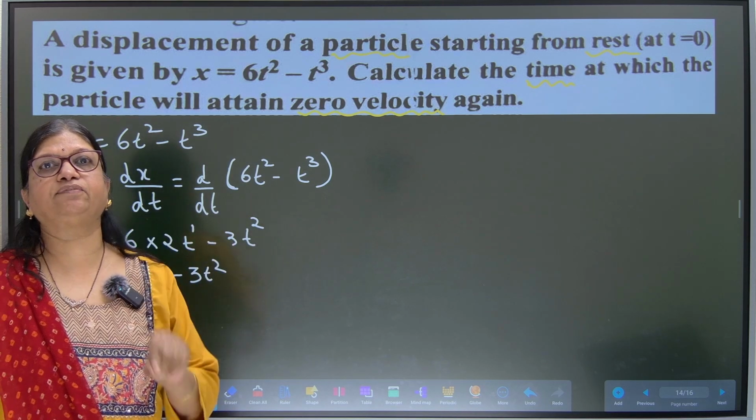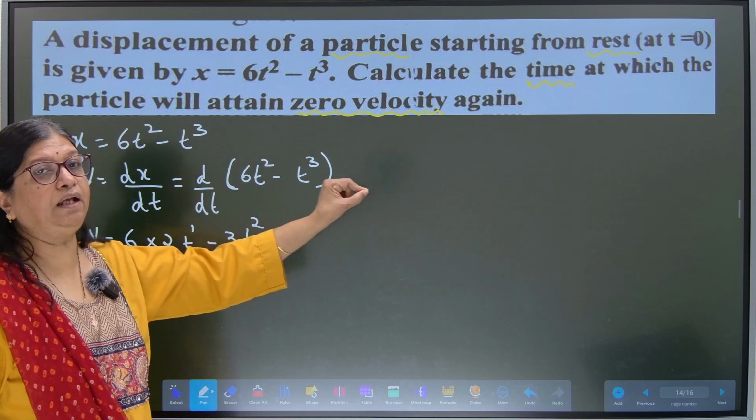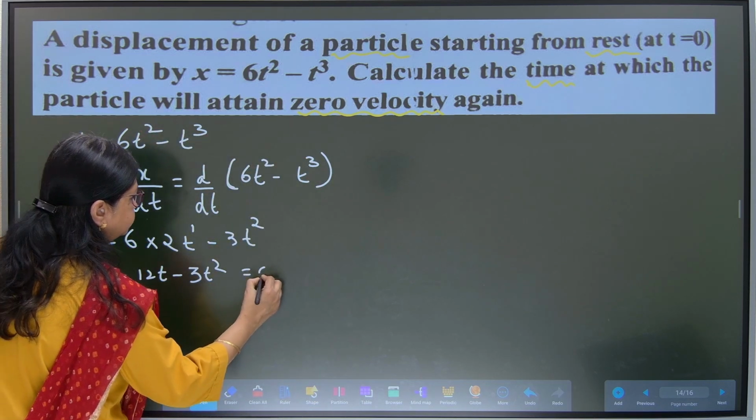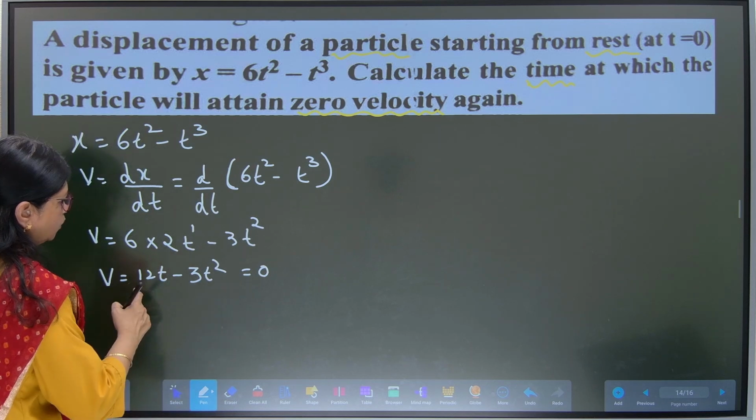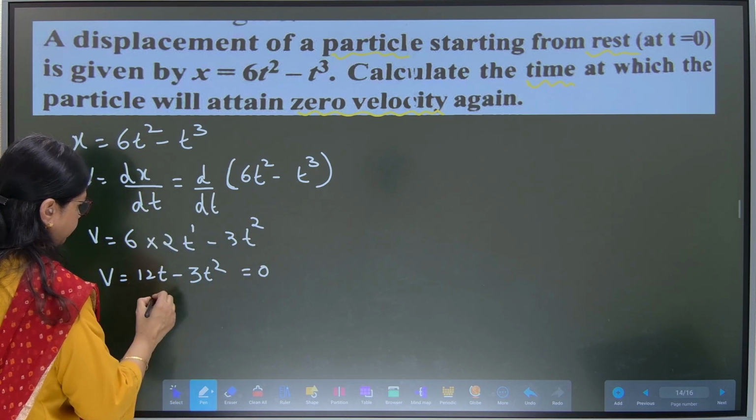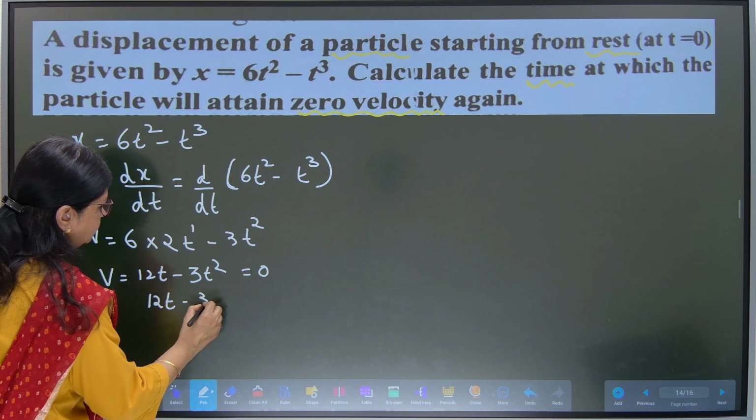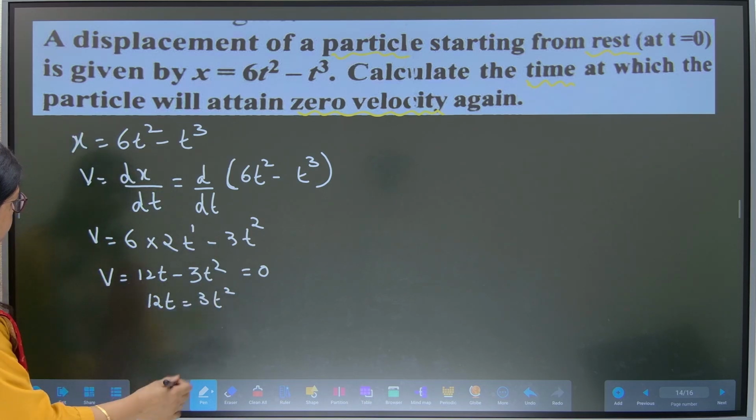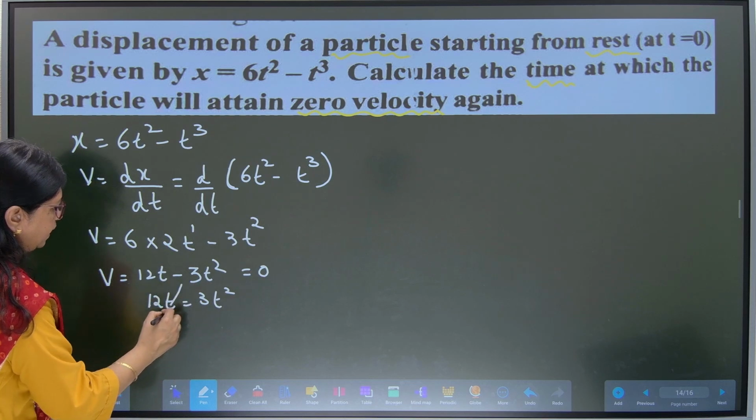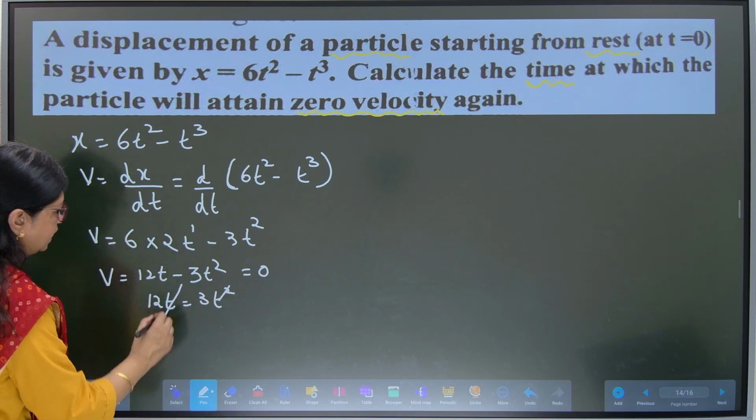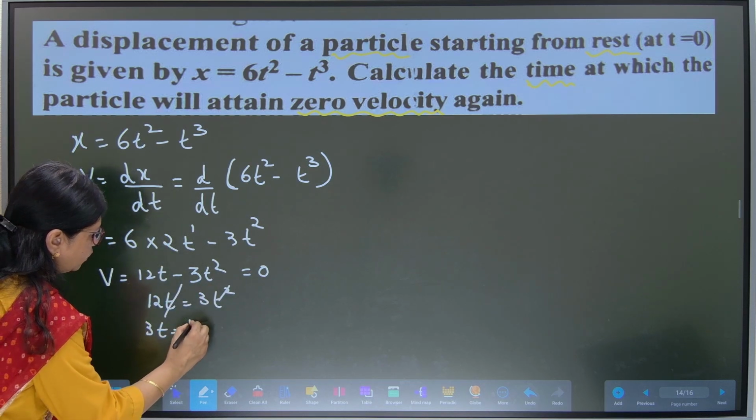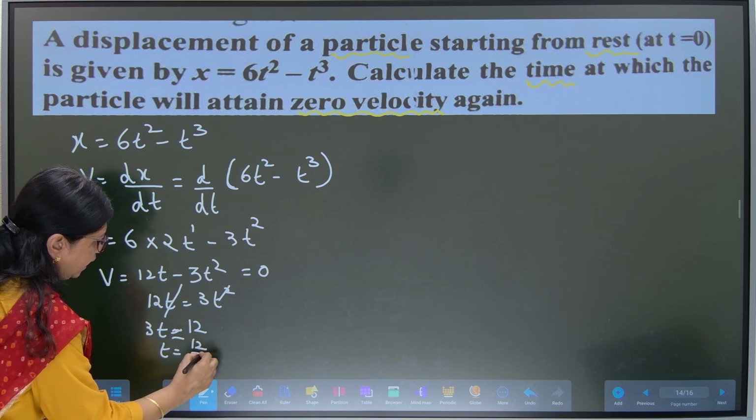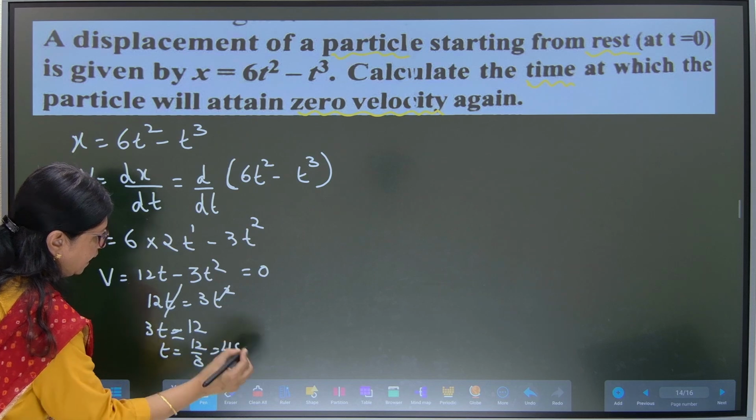So velocity is found. Now they are telling me velocity is 0. So 12t minus 3t square is 0, or 12t is equal to 3t square. 1t this side, 1t that side, we can cancel. 1t is left. So 3t is equal to 12. T is equal to 12 upon 3, which is equal to 4 seconds.